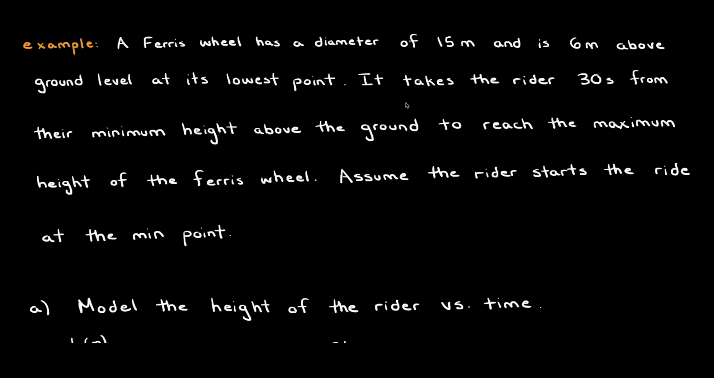Okay, now let's talk about the period. So the problem told us that it takes the rider 30 seconds from the minimum height above ground to reach the maximum. Okay, so it takes 30 seconds to go from minimum to maximum, but the period is the length between two consecutive peaks or two consecutive troughs. And so for that reason, the period is actually going to be 60 seconds, right? If it takes 30 seconds to get from the bottom to the top, we can assume it's also going to take 30 seconds to get from the top to the bottom. And so the horizontal length from the minimum to the minimum is 60 seconds.